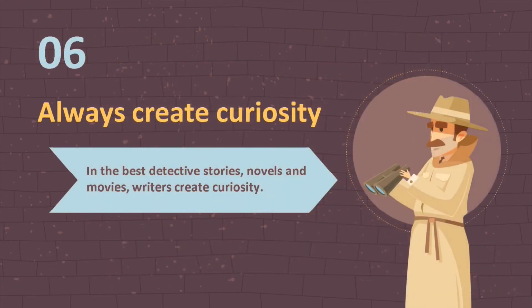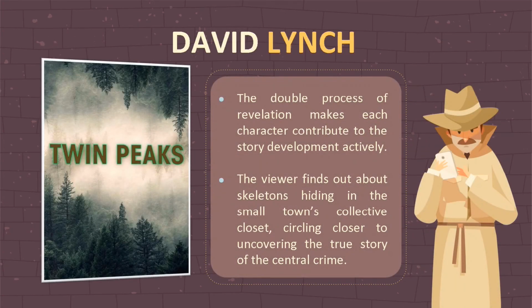Number 6, always create curiosity and delay satisfying it. In the best detective stories, novels and movies, writers create curiosity. In David Lynch's cult detective TV series, Twin Peaks, he develops perpetrator and victim in parallel. As we find out more and more about Laura's killer, Lynch develops Laura too. And that makes it a double process of revelation, making the characters contribute to the story development actively.